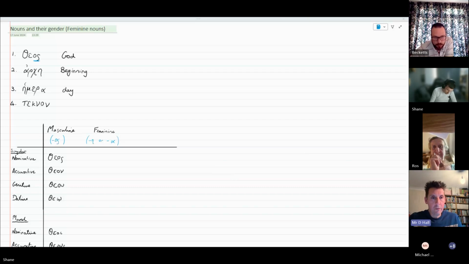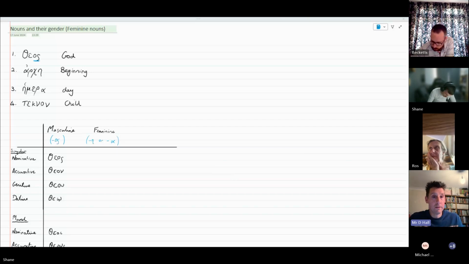And then the final one at the end, the fourth one there, is teknon. Now you have seen an ending with an omicron nu because that's an accusative in some words. But we're going to find out that there are some other nouns and other forms of nouns that have this ending here. Teknon just means child, and I'm going to be using just those words as we go through.